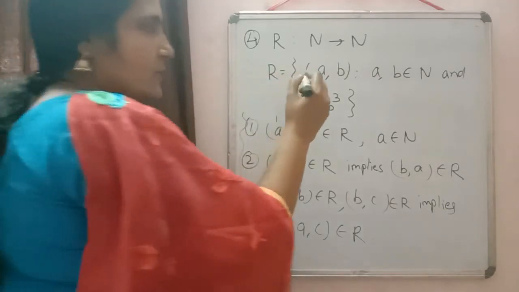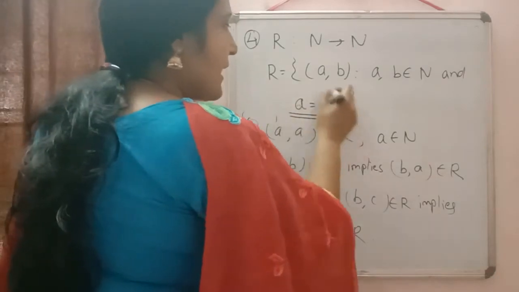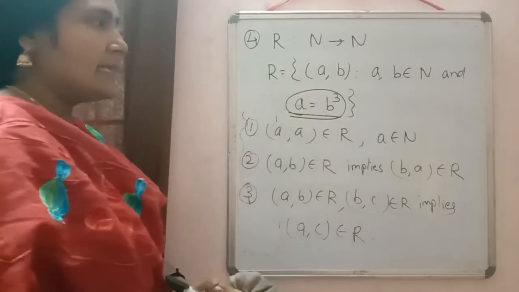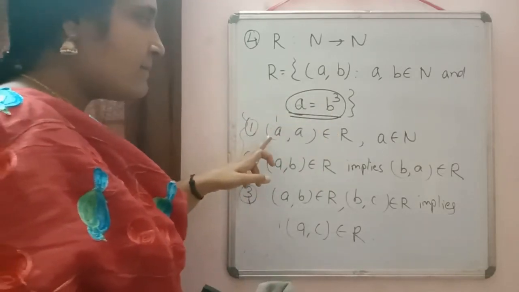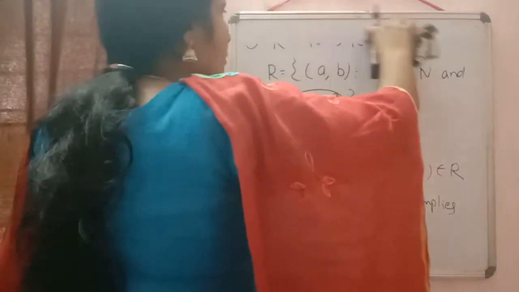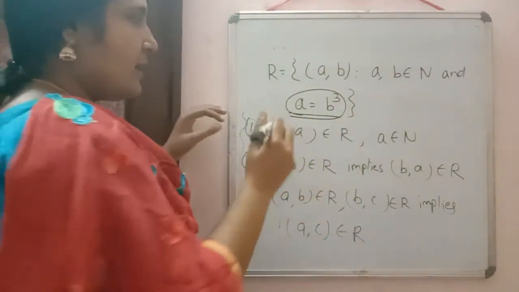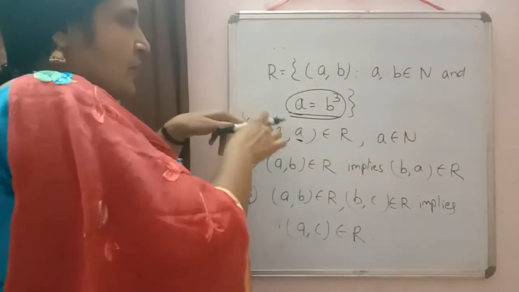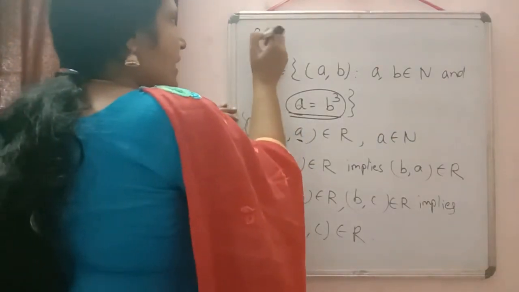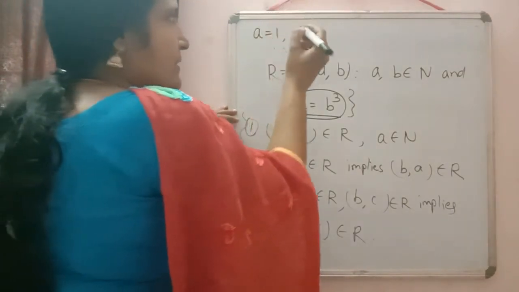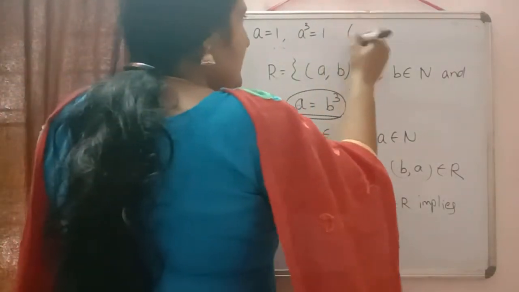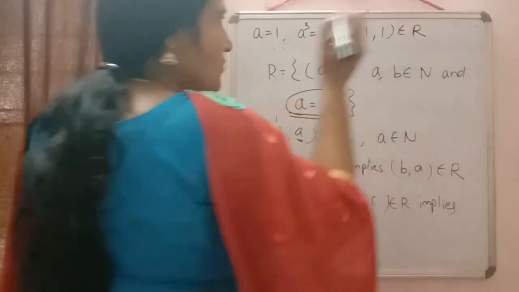Now only that element will come which satisfies this rule. What is that rule? First element is the cube of the second element. So first we have to check whether (a, a) belongs to R. (a, a) means the same element, so the first element is the cube of the second element. If I take a is equal to 1, then a cube is also equal to 1. So obviously (1, 1) belongs to R.